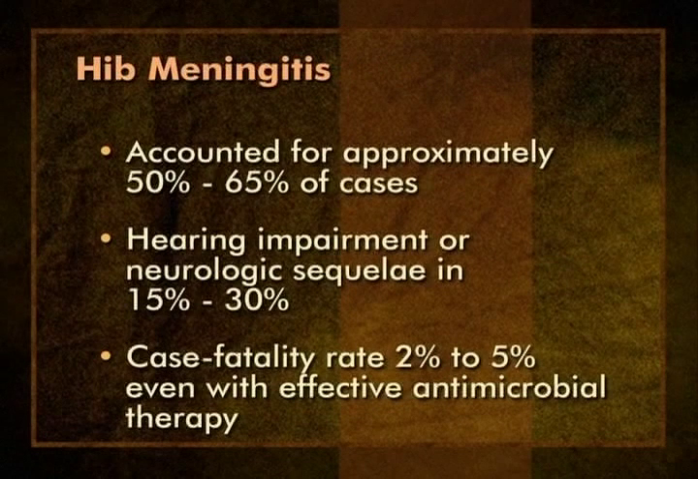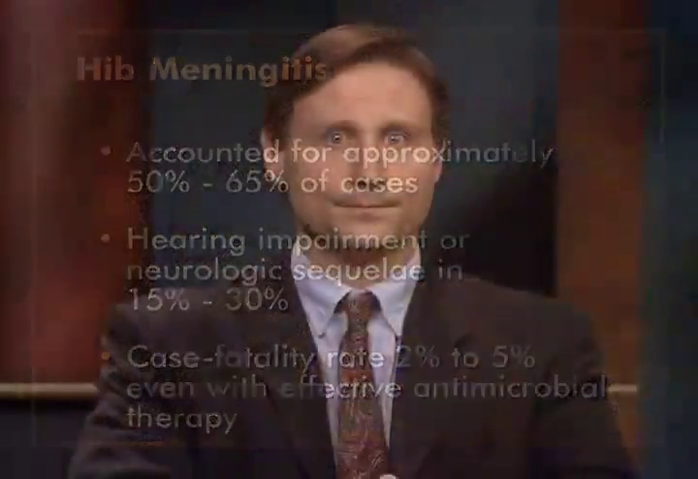Meningitis accounted for approximately 50 to 65% of cases of invasive Hib disease. Before a vaccine was available, Hib was the most common type of bacterial meningitis in infants. Hearing impairment or neurologic sequelae occurred in 15 to 30% of survivors. The case fatality rate was 2 to 5%, even with effective antimicrobial therapy.